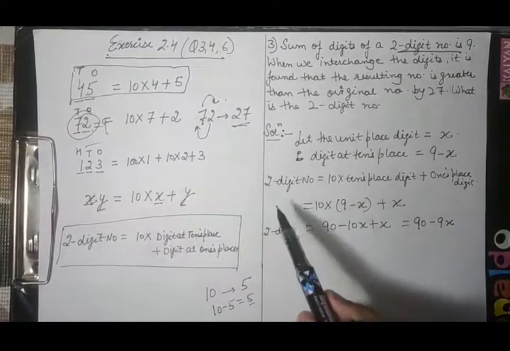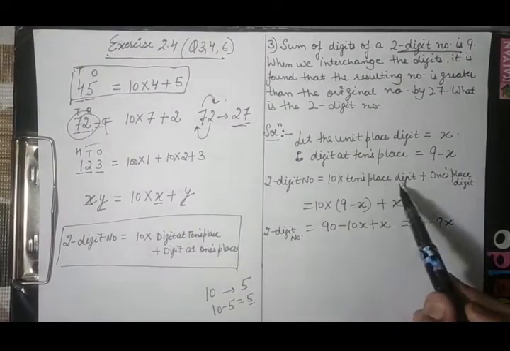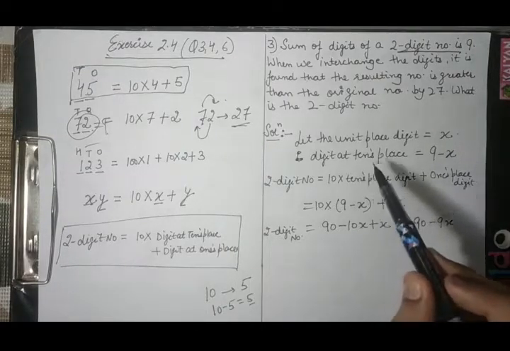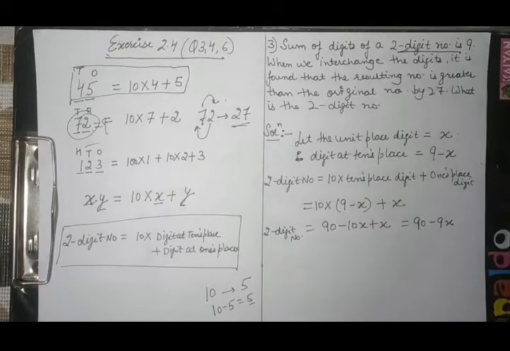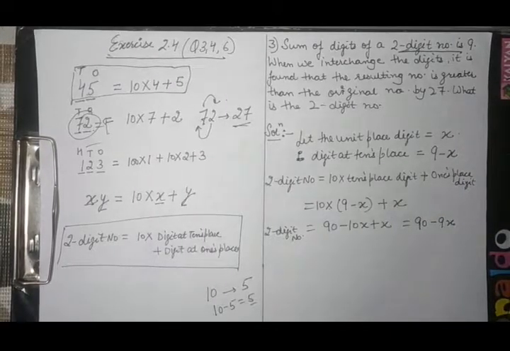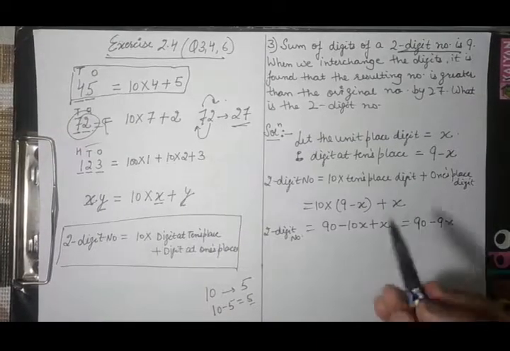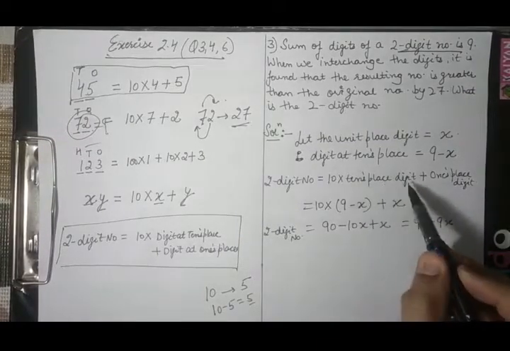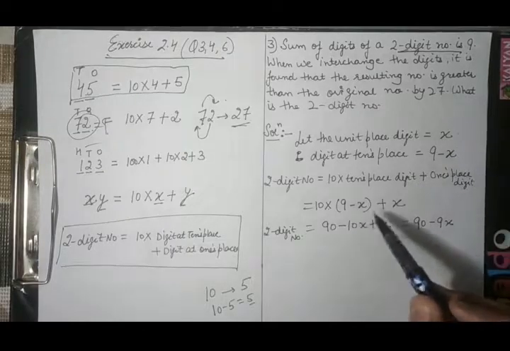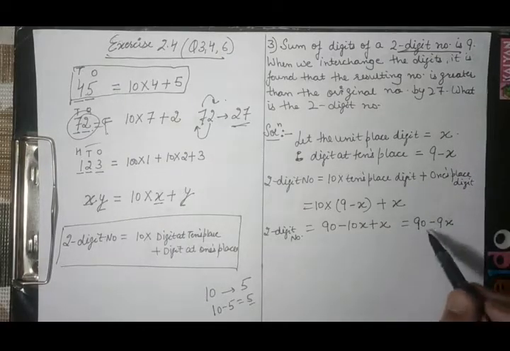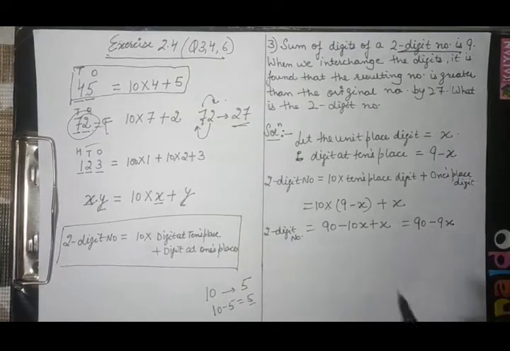So what will we do? Two digit number is 10 into tens place digit plus ones place digit. What was ones place digit? That is x. And what is tens place digit? That is 9 minus x, because it is given that sum of the digits is 9. So here we will put value of those two digits. So in tens place digit we will put 9 minus x, plus ones place digit will be x. So on simplifying it will be 90 minus 9x.